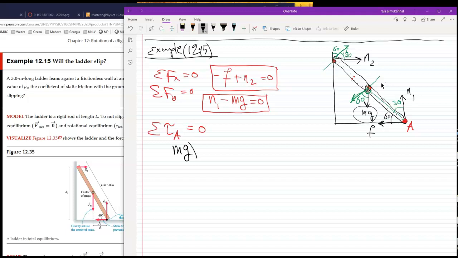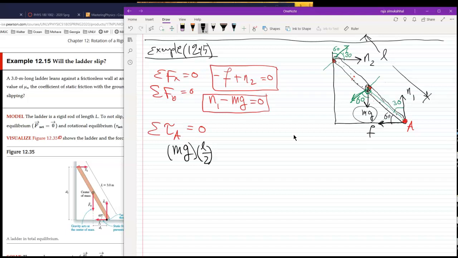Mg times how far is it? Well, how far is it? Remember, we said the length of the ladder. I forgot. What's the length of the ladder? Oh, 3. It's right here. It's 3. So that would be 1.5, correct? How about if I just, for simplicity, call the length L. We'll put the numbers later. So that's going to be L over 2.